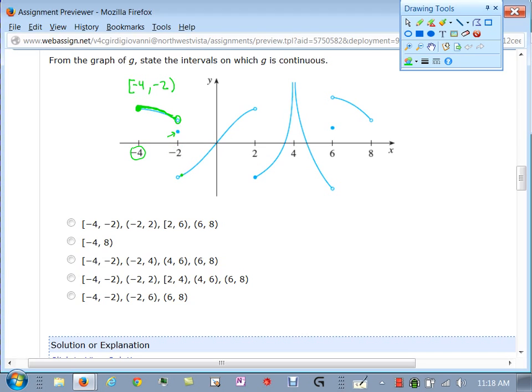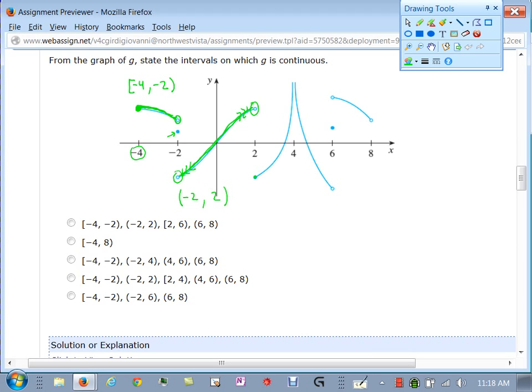Then I have to jump, and then I start moving this way. Now notice that everything is fine in between these two values, -2 and 2. The question is what's happening at the ends. Because we're not defined here, and because we're not defined here, we are not right continuous, we are not left continuous here, so I cannot include the endpoints. So I'd say from -2 to +2, I am continuous, not including the endpoints. That's why I use the parentheses.